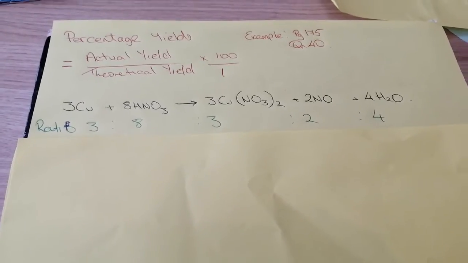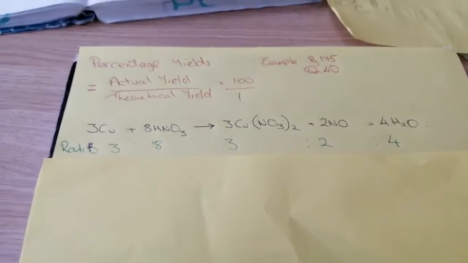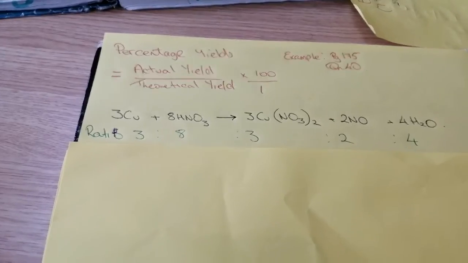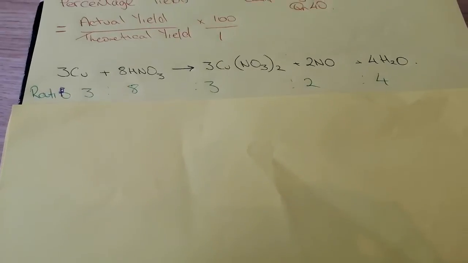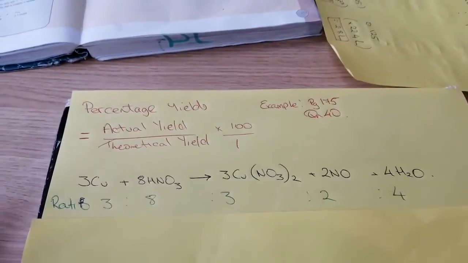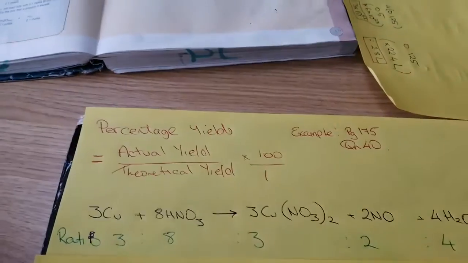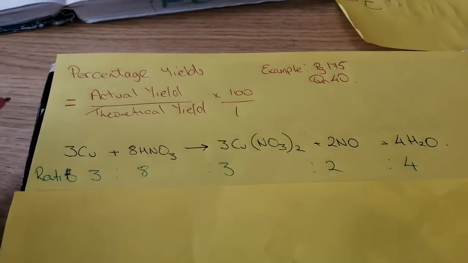Okay, lads, so this is going to be the last one in the stoichiometry series of videos I'm going to do. And this is based on percentage yields. And the example I'm taking is page 175, question 40.